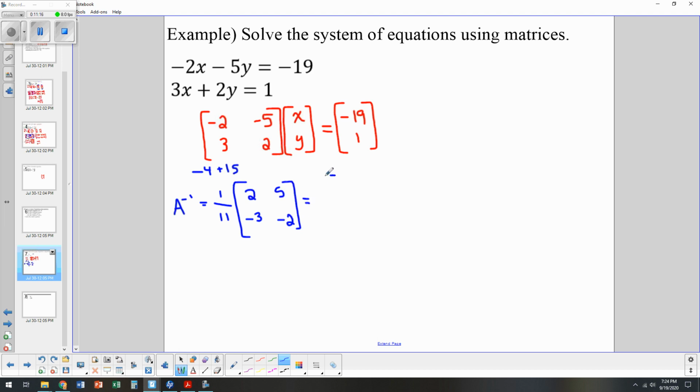And then we're going to distribute. We're going to leave these all over 11. It's just going to make our lives easier. All right, definitely don't want to turn these into decimals. They're going to give us a headache if we try to do that. So now we're going to take this and we're going to multiply it by our negative 19 and 1. Just trying to save a little space here as we're doing this. So it's going to be rows by column.